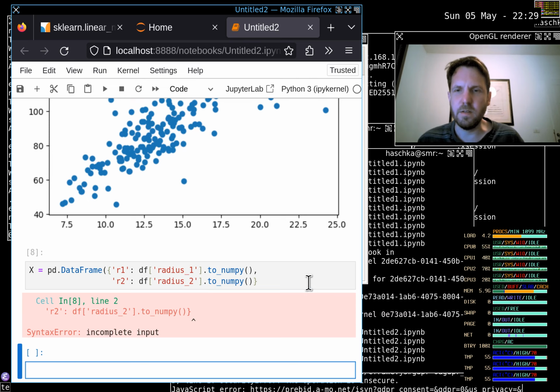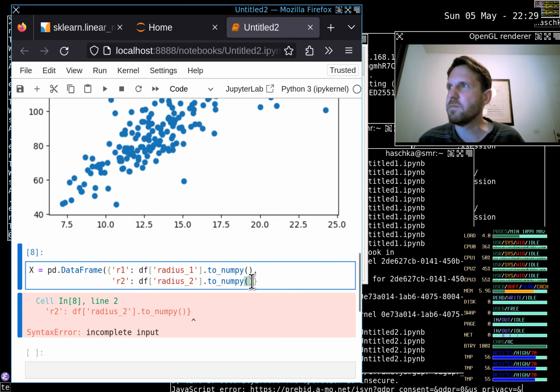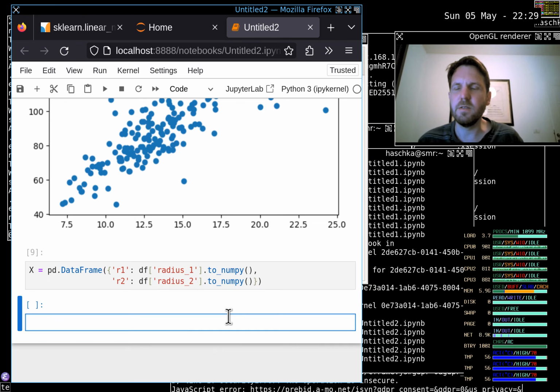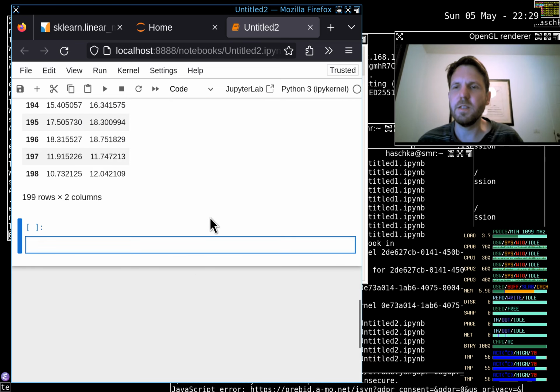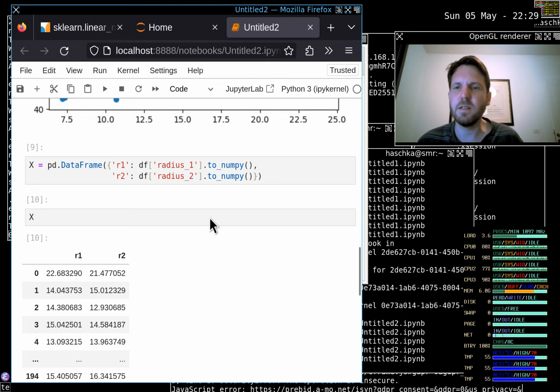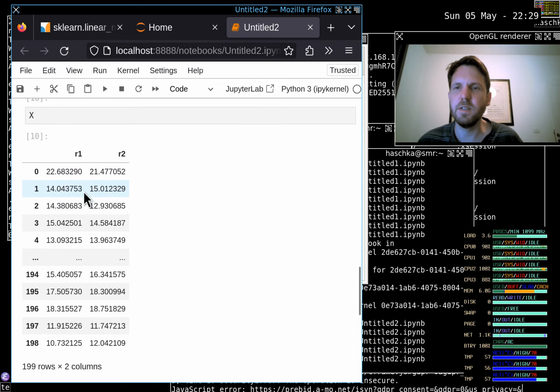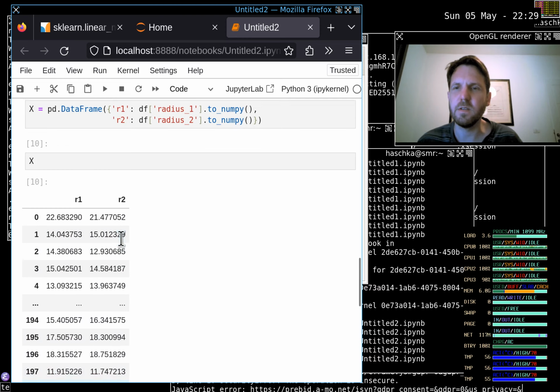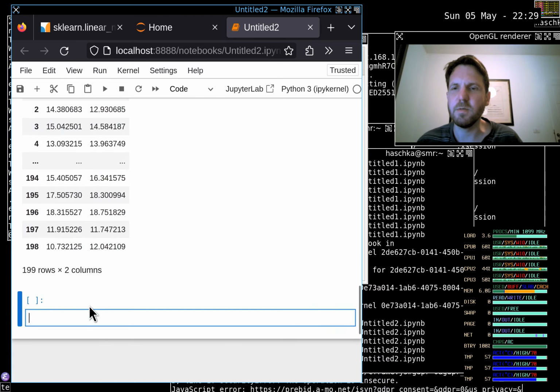Okay, there it says it's an incomplete input. What did I do wrong? I will just double check here. I missed this one out. It's fine. And we have our x, and right now we need our y, basically our targets. So these are our features. We don't need to rescale them. We see that they are in the same dimensions, which is very convenient for what we want.